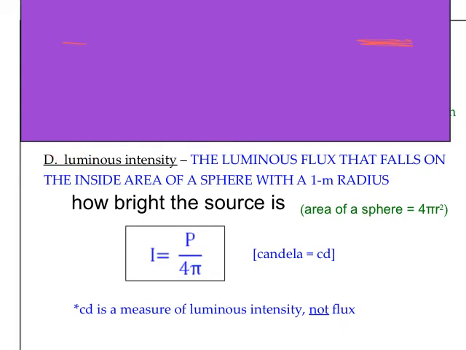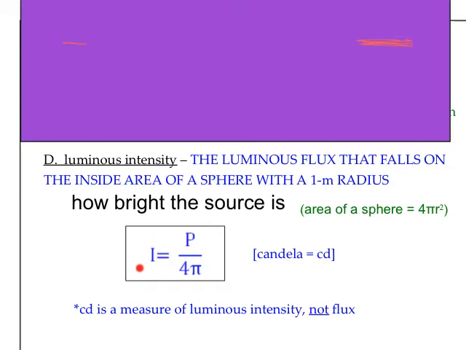Now, luminous intensity definition is the luminous flux that falls on the inside area of a sphere with a 1 meter radius. So I simplified that for you. It's basically telling us how bright the source is, so the thing making the light. And the area of a sphere was 4 pi r squared. If we are looking at a standard, this is just to set up the formula, a standard of 1 meter radius, that 1 squared just turns into 4 pi. So if we look at the luminous flux for that 1 meter sphere, our formula for the intensity ends up being P over 4 pi.